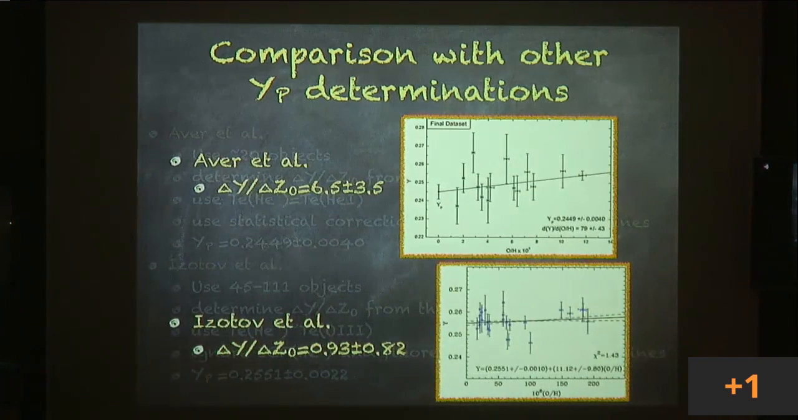So, as I was saying, the chemical abundance: what happens when you take it from within or from without? Our value was 3.3. Aver comes with 6.5 plus or minus 3.5, which is consistent with us. Izotov finds something like 1 plus or minus 1. I find that to be very small: for each gram of oxygen produced, an additional gram of helium is produced. I expect more helium than oxygen to be produced. Well, I don't know.